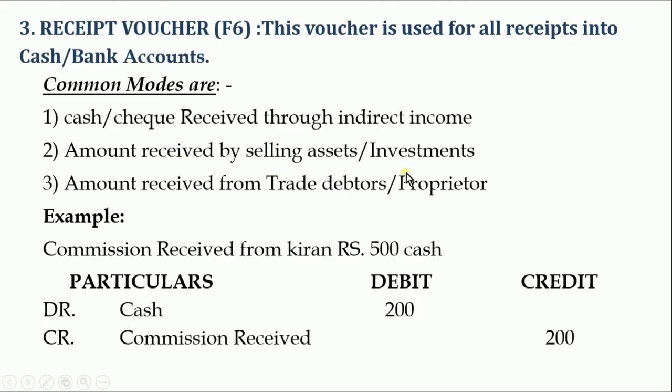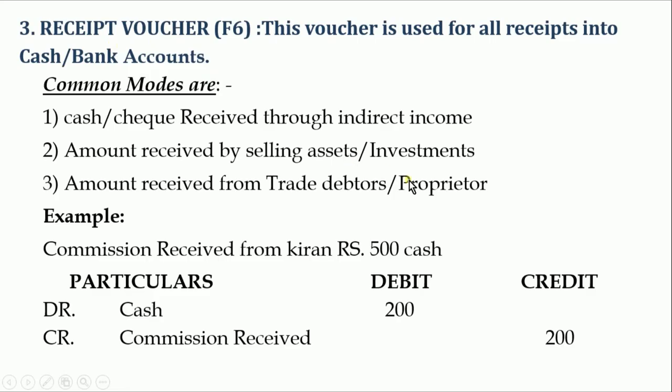Amount received by selling assets or investments. Maybe, for example, you have a motorbike, and you are selling that motorbike as second-hand goods. Then we can take that motorbike account as credit, and whatever cash comes, we can take as a debit. And this is one type of receipt voucher. That means when we are selling assets, we will take it as a receipt voucher.